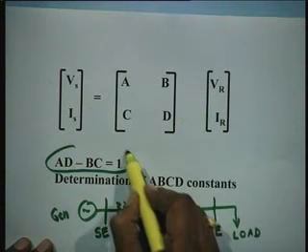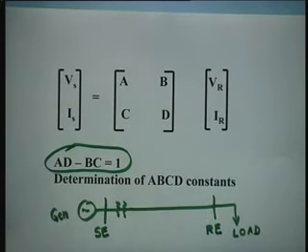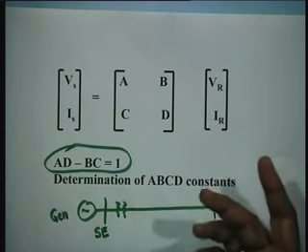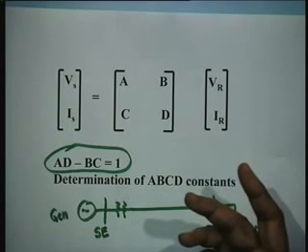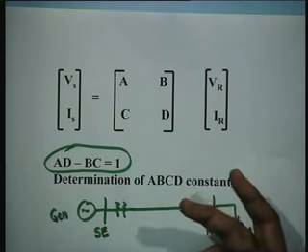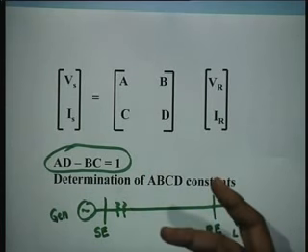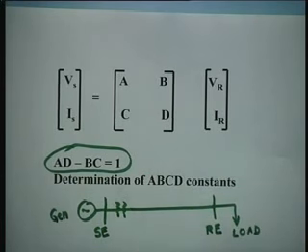This identity is very important. AD minus BC is equal to 1. Why is it very important? If you know 3 constants, you can find out the 4th one without actually conducting an experiment. A, B, C, D, these are the 4 generalized circuit constants, or they are also known as ABCD constants.